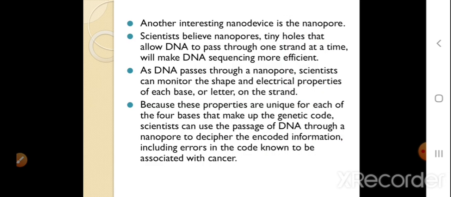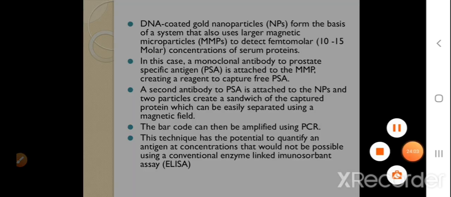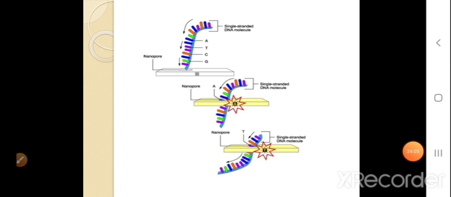Another interesting nano device is a nanopore. This is a schematic illustration which depicts the nanopore on a nano device. The single-stranded DNA molecule passes through, which is read by the system, and it detects minute changes in the DNA. So this helps us with the earliest detection of the cancer.